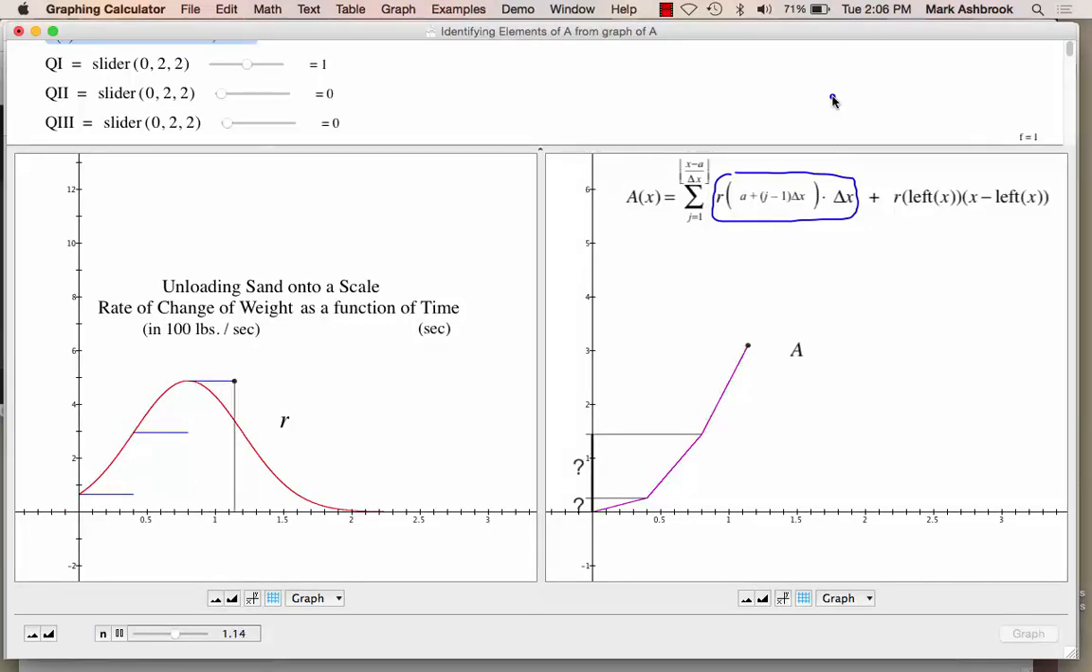So the way j works is, first, j equals 1. And what happens? When j equals 1, it computes the amount of accumulation for the first completed interval. And what is that? That amount right there. So when j equals 1, you get that amount of accumulation from that first question mark.